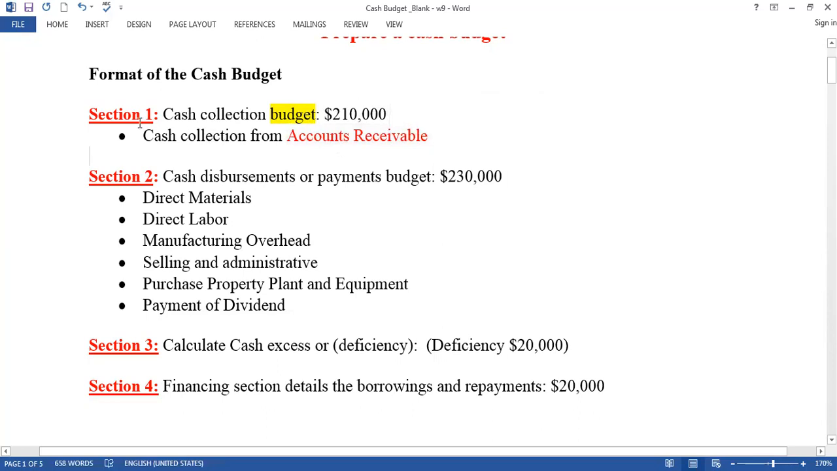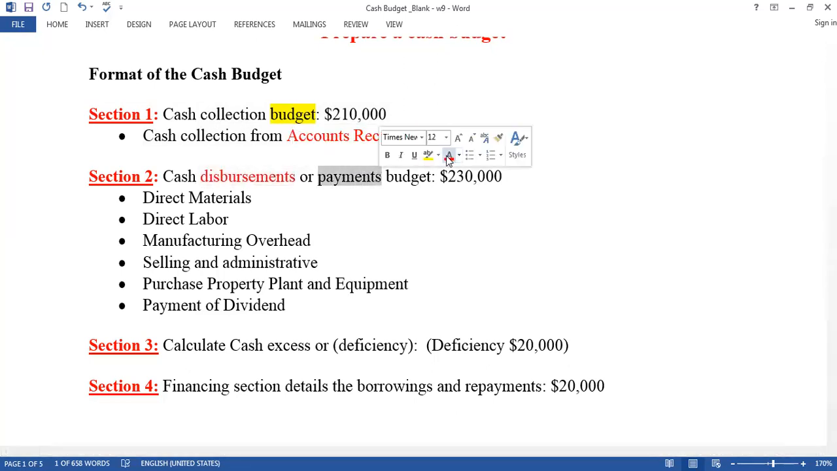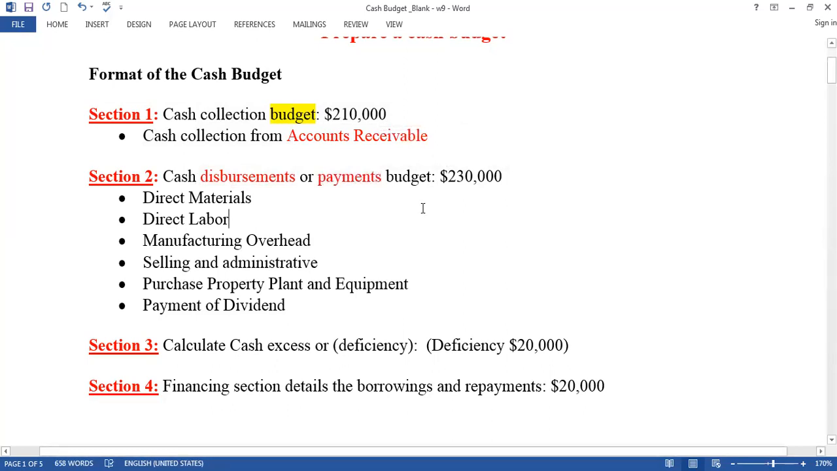Now, after collecting the cash, our next step is to use this money for several purposes. So the second section is about cash disbursement. Cash disbursement, another word for it, is cash payment. So first we collect our cash. After collecting the cash, we are going to use this money for several payments.